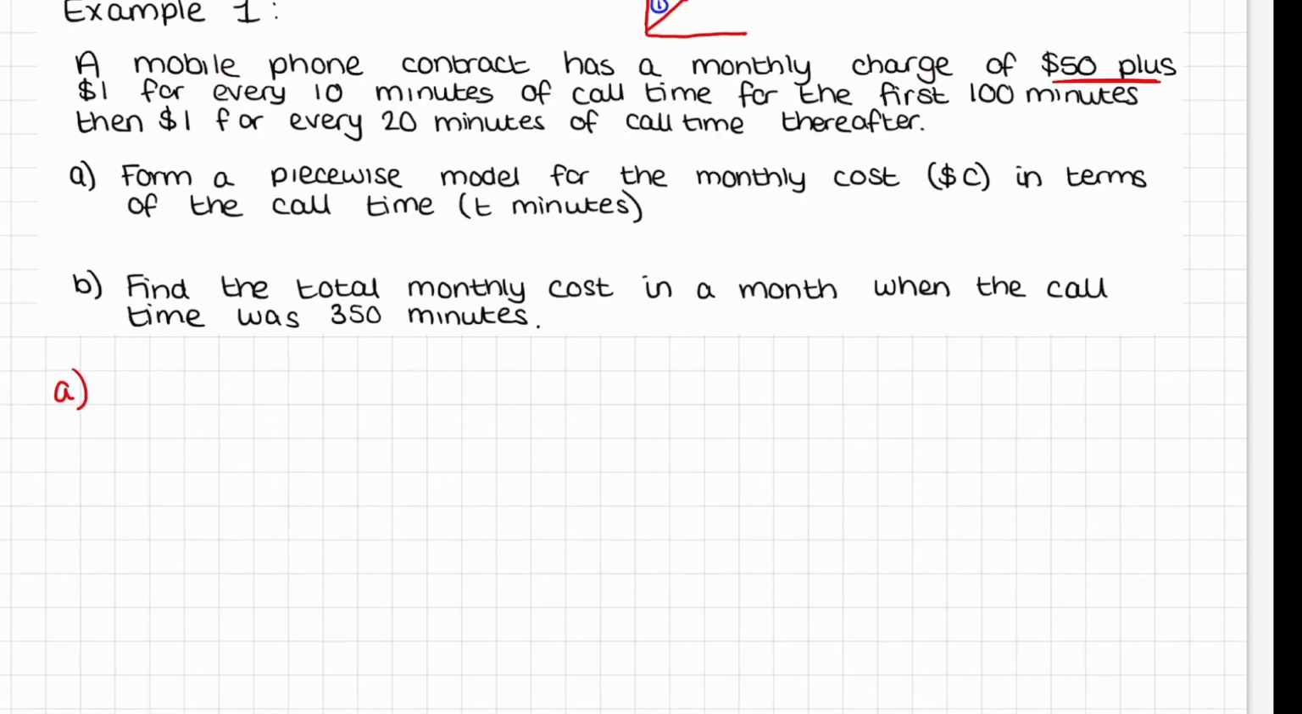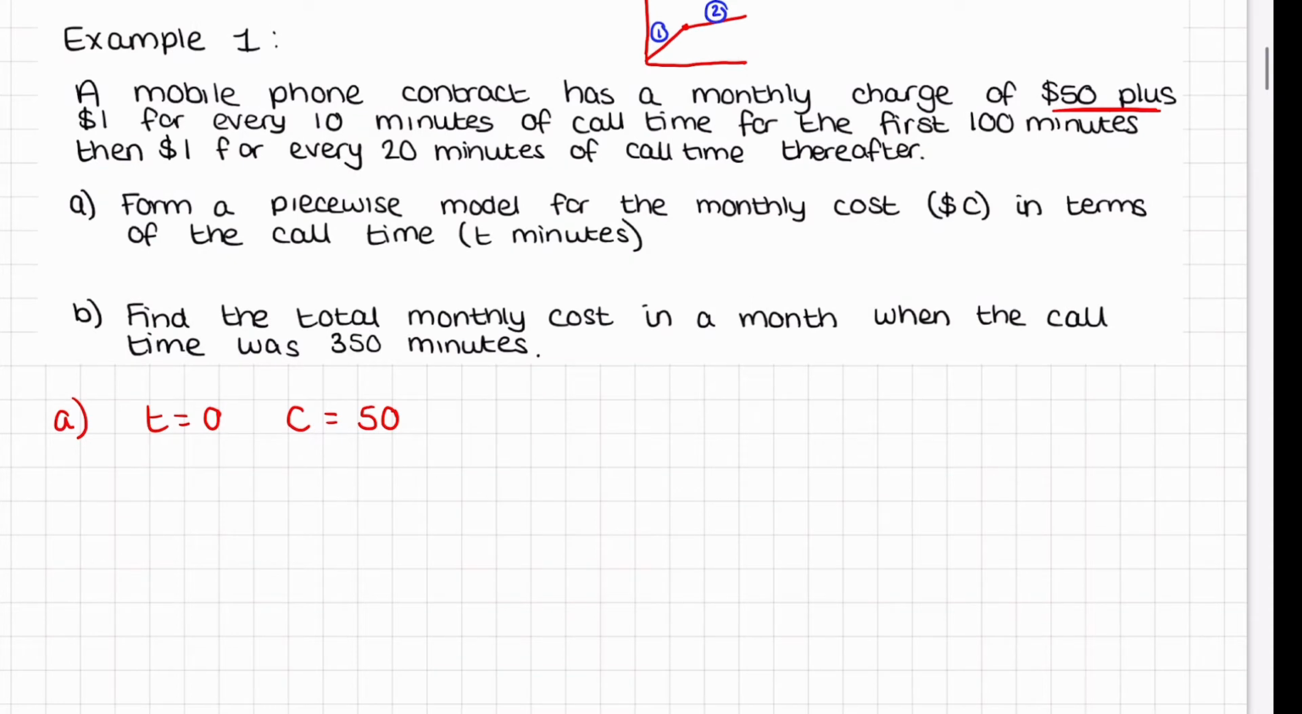So if we look at part A for forming the piecewise model, and it says for the cost in terms of the call time. So it will be C = , and then our equation will have T in it. So if we think about, first of all, when T = 0, what would our cost be? So our cost would just be $50, because at the start of a call, just as time's passed, you're always charged that monthly charge of $50, whether you make a call or not, because it's a contract.